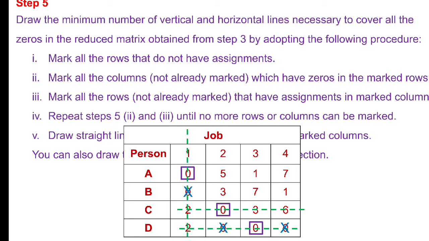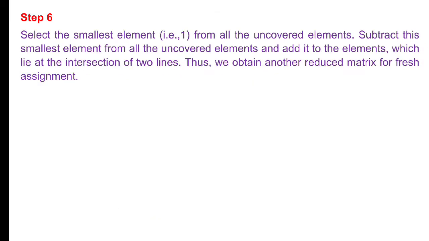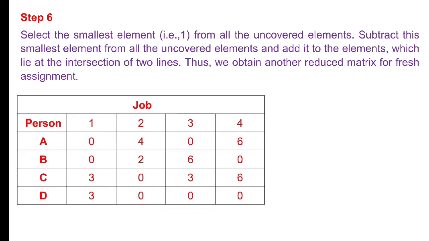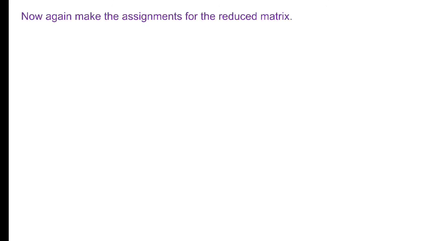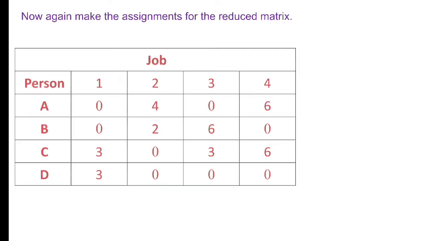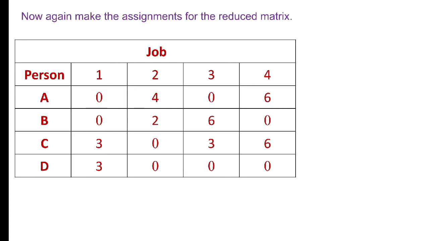Then we go for the next step. Select the smallest element from all the uncovered elements. Subtract this smallest element from all the uncovered elements, and add it to the elements which lie at the intersection of 2 lines. Thus, we obtain the reduced matrix for a fresh arrangement. This is the format, as we got in previous slides. Now we are going to arrange the reduced matrix. This is the way we will get it.